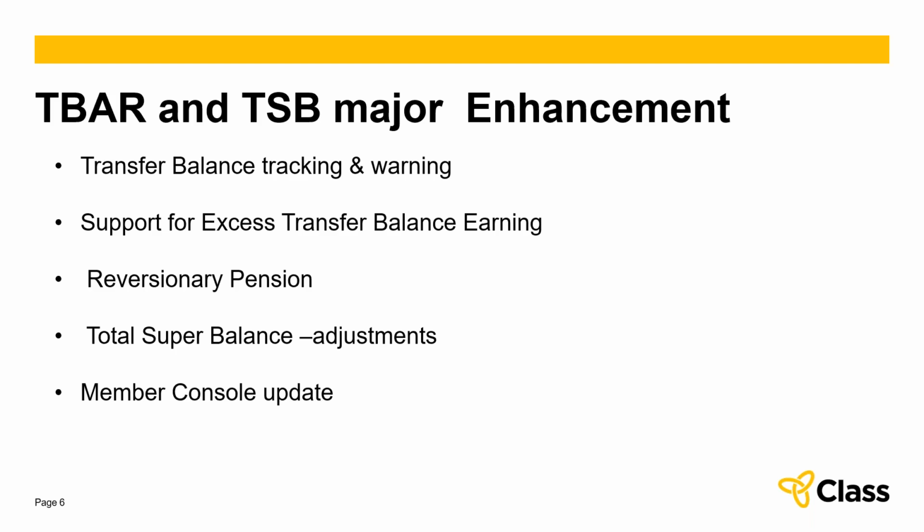So for Class, our main goals in all these features are making sure that, one, we've got a sufficient mechanism in place to track and calculate your transfer balance account information at any particular time, and for total super balance, making sure that it's accurate at 30 June of each year, which is when the TSB gets determined, which impacts what you can do in the next financial year, and then bubble it up into the member console so you can do tracking and filtering and planning around that.